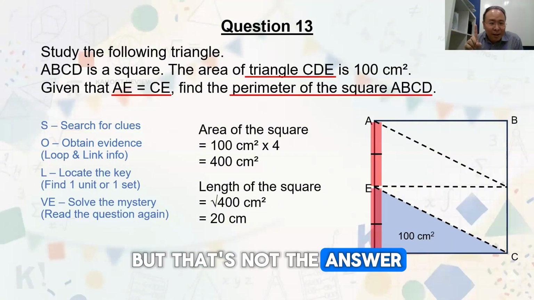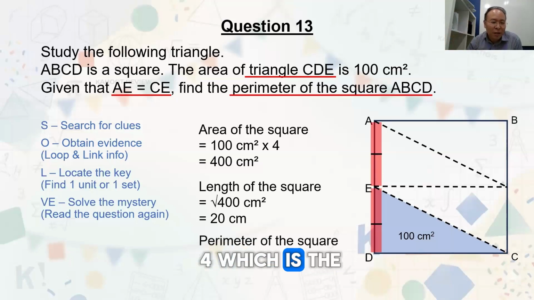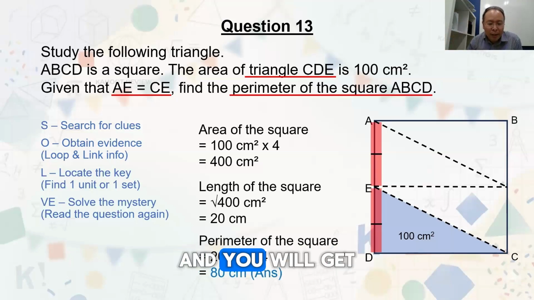But that's not the answer. That's only the length of the square. They are asking for the perimeter. So it's 20 times 4, which is the length times 4, and you get the final answer, which is 80 cm.